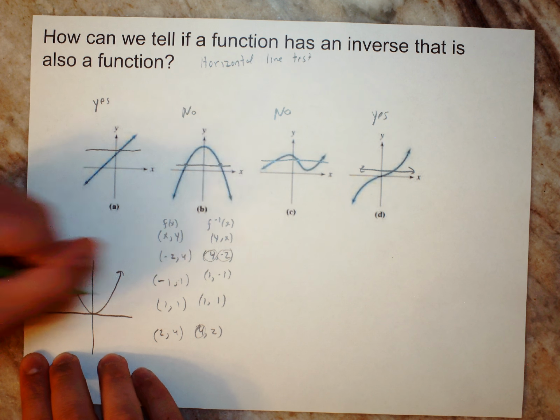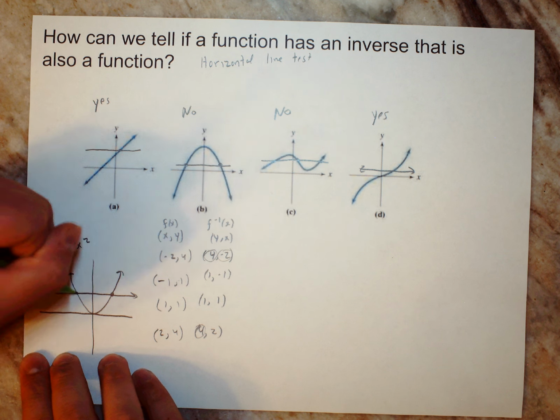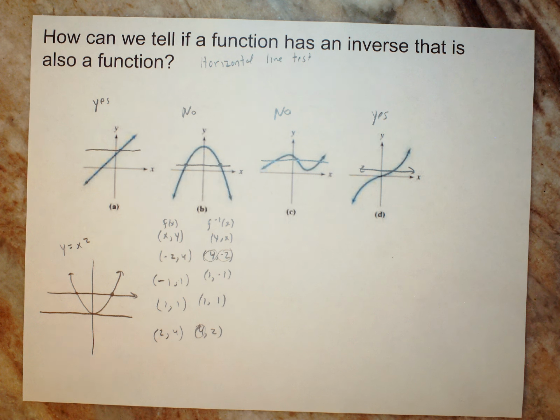And if we do the horizontal line test, it would hit in 2 spots. So that is why the horizontal line test works, and that's why y equals x squared does not have an inverse that is also a function.